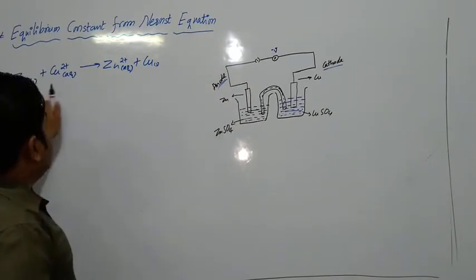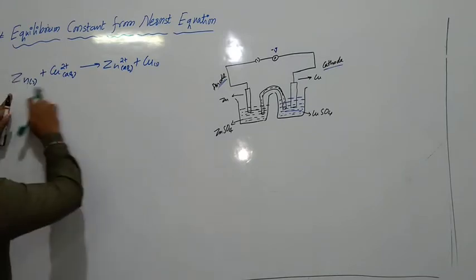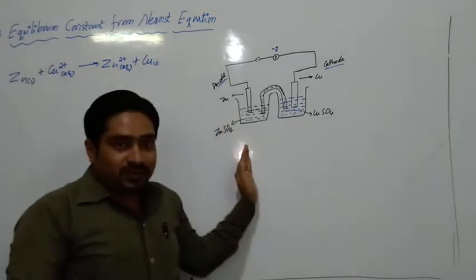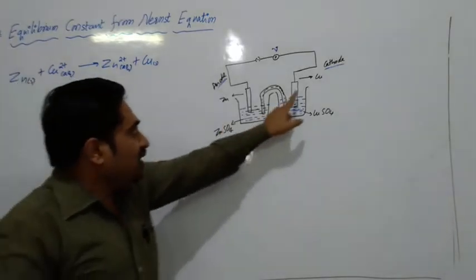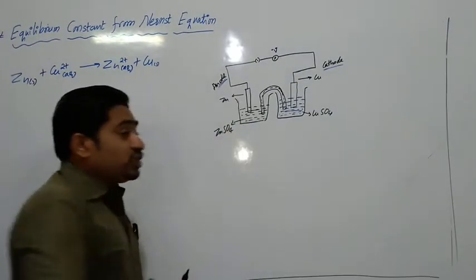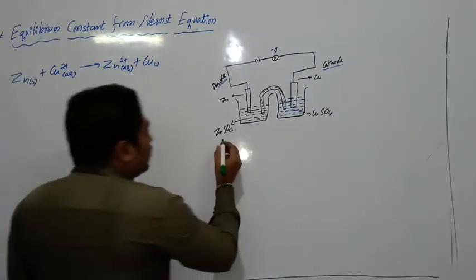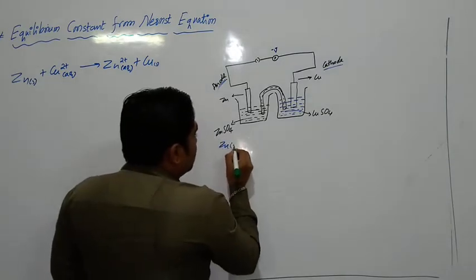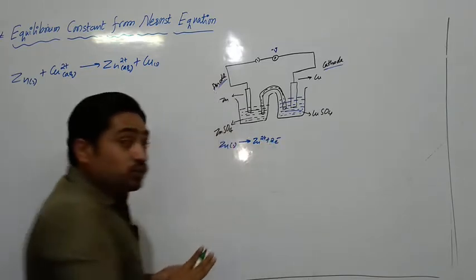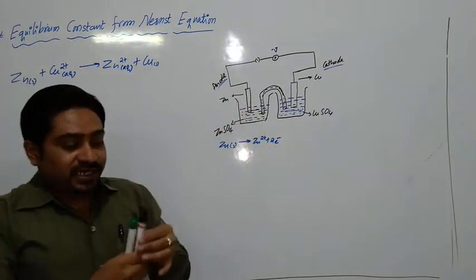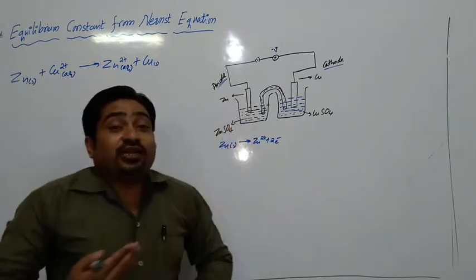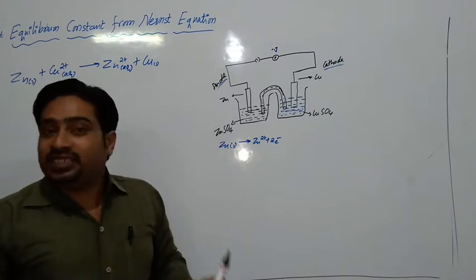So here this chemical reaction means zinc is oxidized and copper is reduced. In the oxidation half cell, zinc is oxidized, and in the reduction half cell, copper is reduced. At the anode, zinc is converted into Zn2+ plus 2 electrons. The zinc atoms present on the zinc electrode come into solution. The zinc atoms have more tendency to become zinc ions.